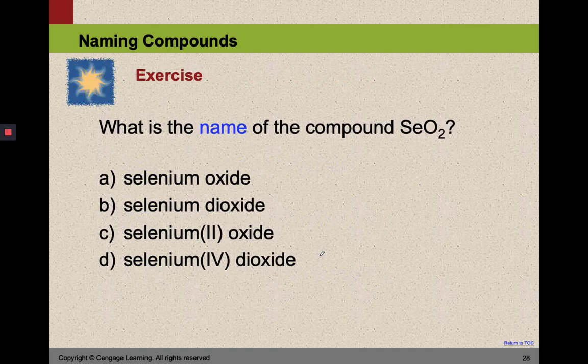So what is the name of the compound SeO2? The answer is selenium dioxide. Selenium here acts as our nonmetal.